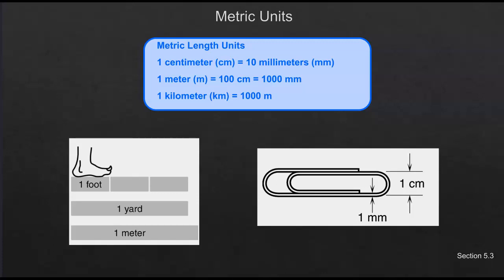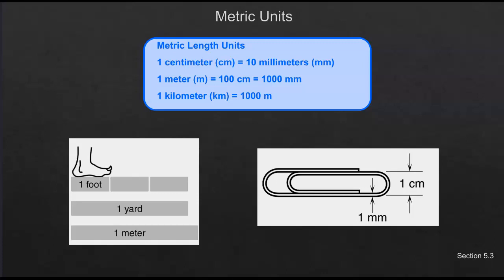And then this paper clip is about 1 centimeter in width, and then the actual wire of the paper clip is around 1 millimeter, which is a very small measurement. A lot of you have looked at this on rulers or something, and maybe even used it sometimes if you were trying to measure something, because those millimeters are very small increments. And then these are just some of the metric units up here in the blue, right? 1 centimeter is 10 millimeters, a meter is 100 centimeters or 1,000 millimeters, and then a kilometer is 1,000 meters.